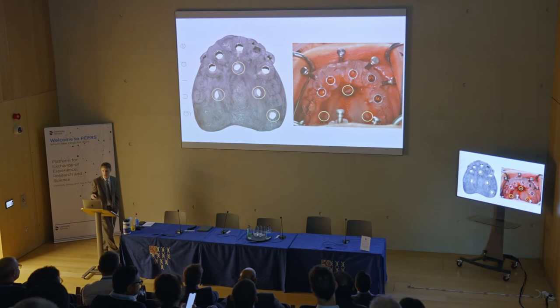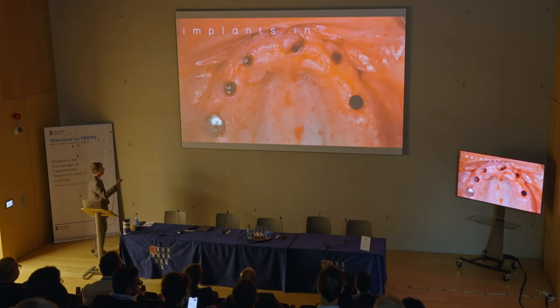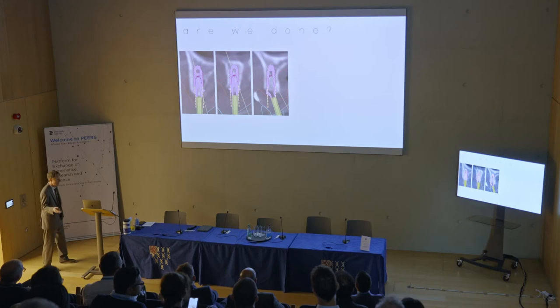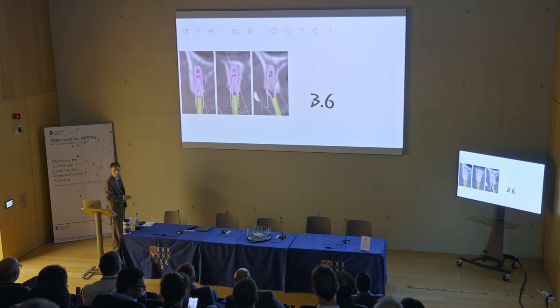So on this particular one, I was able to do it flapless. A lot of times I will open this up and do it that way, then close it down, but this one was able to be flapless. And you know, implants are in, we kind of think we're done. We've got these little 3.6s up in the front, we've got 4.2s in the back. But the reality is, all we've done is drill the hole that's 3.6 millimeters in diameter and put the implant in. Well, what about this bone?